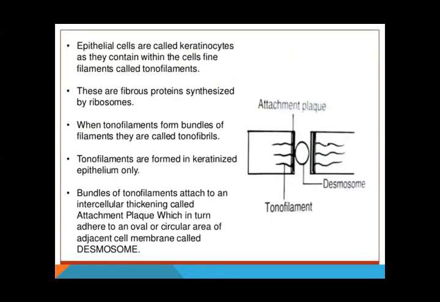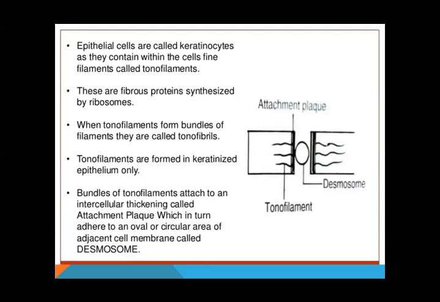Epithelial cells are called keratinocytes as they contain within the cell fine filaments called tonofilaments. Okay, what are the tonofilaments? The fine filaments within the cell are called tonofilaments. These are fibrous proteins synthesized by the ribosomes. When tonofilaments form bundles of filaments, they are called tonofibrils.